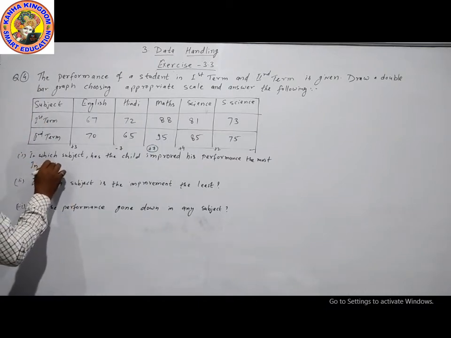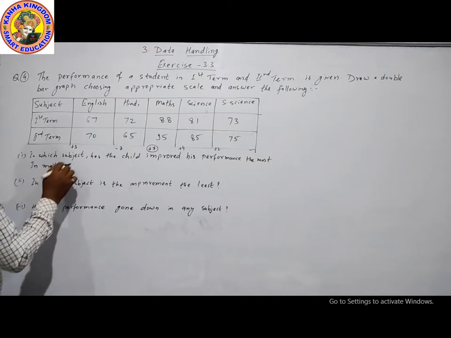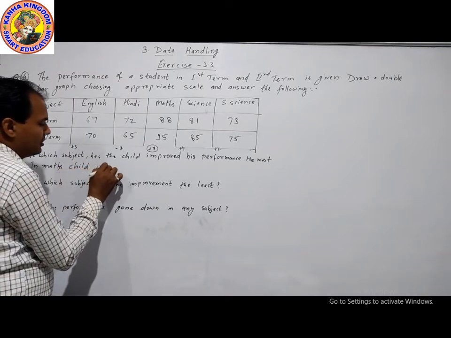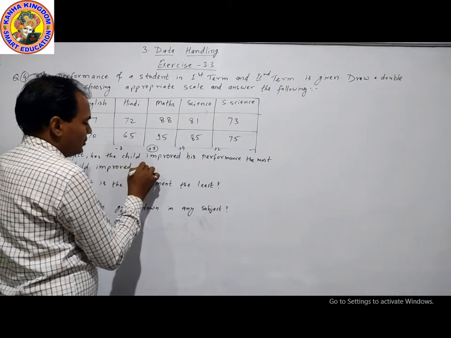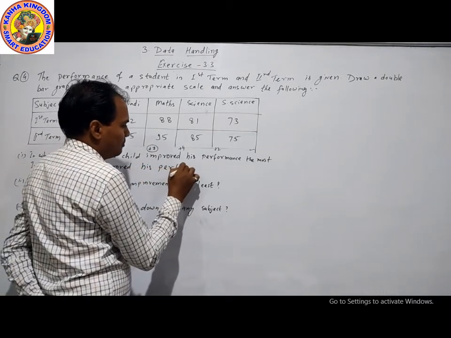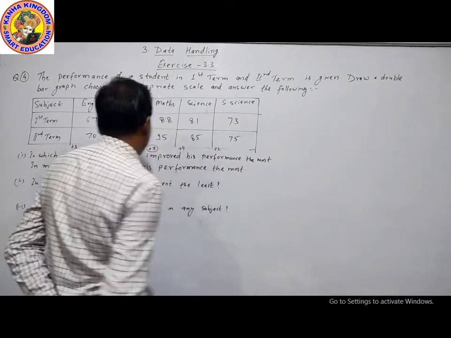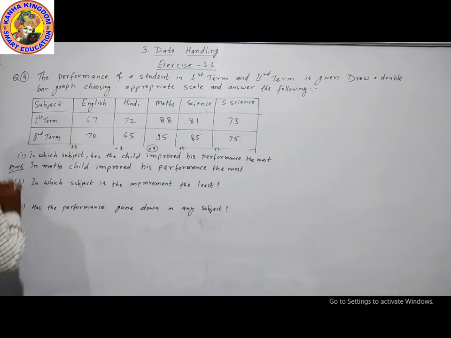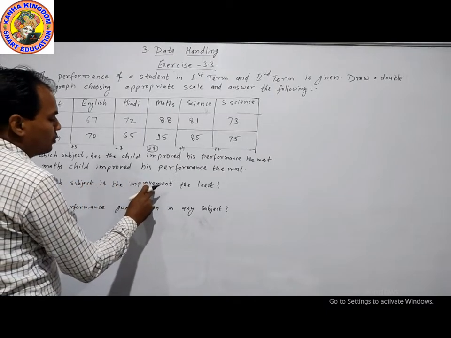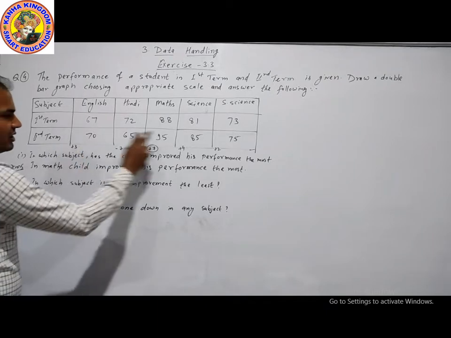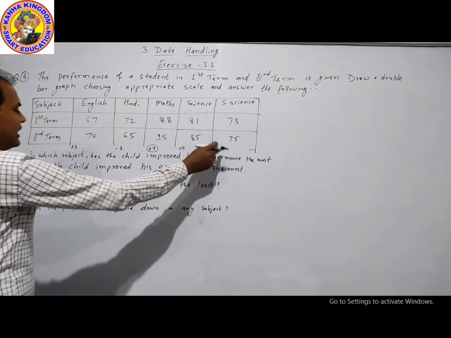In maths, the child improved his performance the most. In which subject is the improvement the least? In which subject improvement is least? 3, 4, 2. Then 2 is the least.